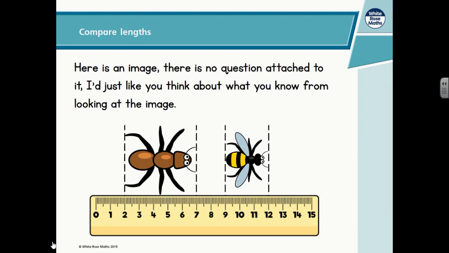What else can you tell me? The bee is 3 centimeters. It is. The ant is longer than the bee. That's true. The bee is smaller than the ant. That's true.